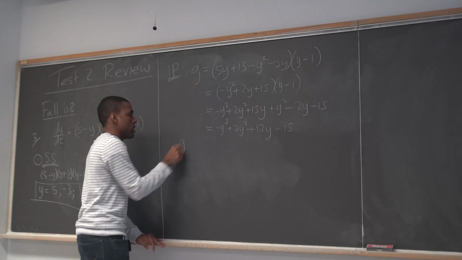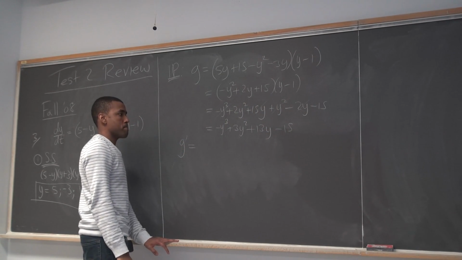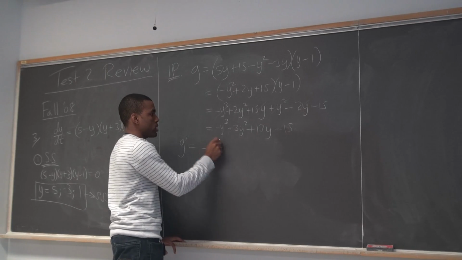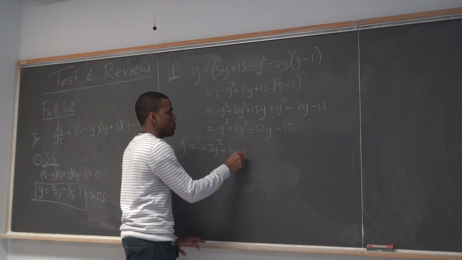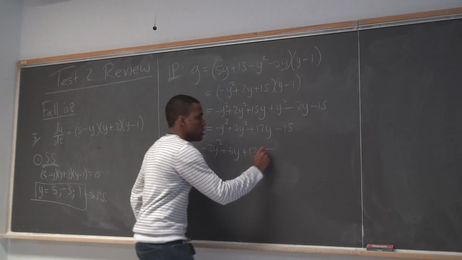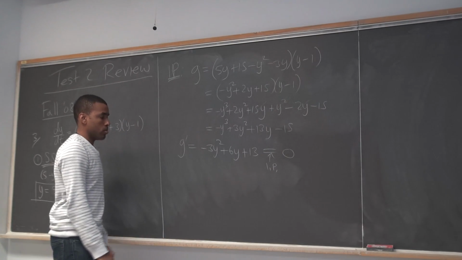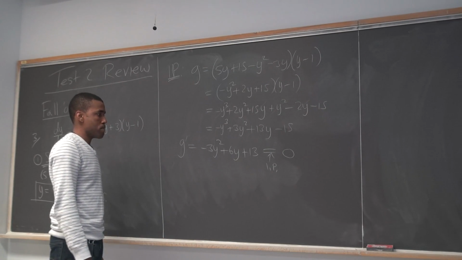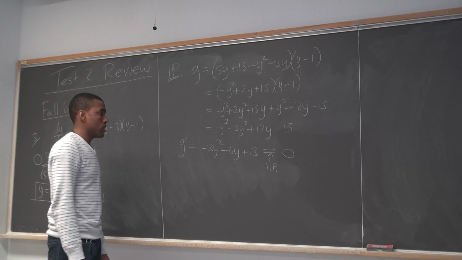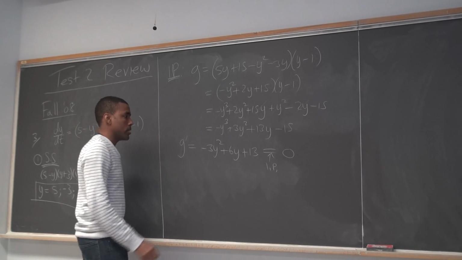So I did the y cubes, the y squareds, the y's, and we just have minus 15. So now we find the derivative, which is minus 3y squared plus 6y plus 13. And now we try to find this equal to 0 for the inflection point. So how do we solve that? It doesn't factor? So you'd use the quadratic formula if it doesn't factor.